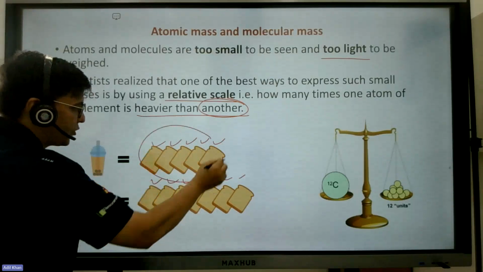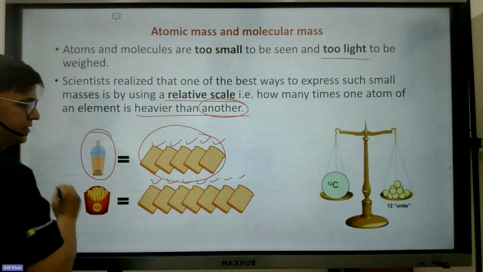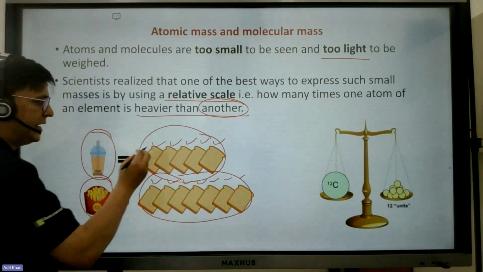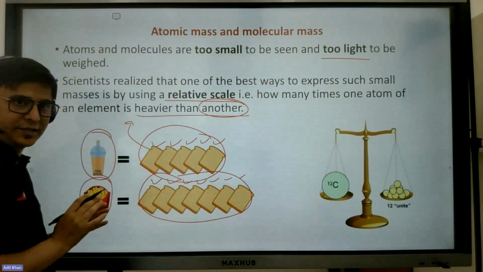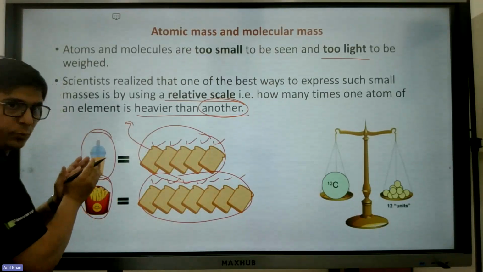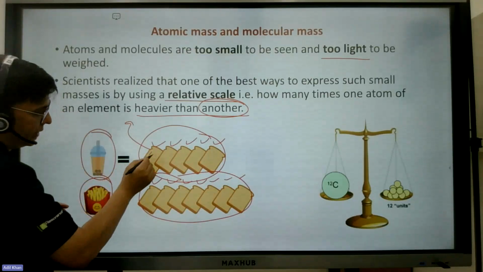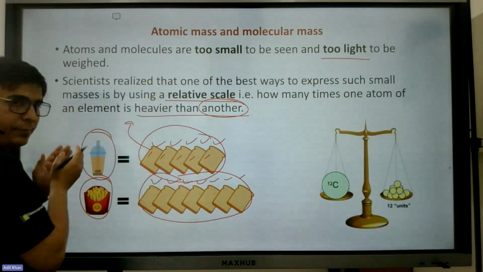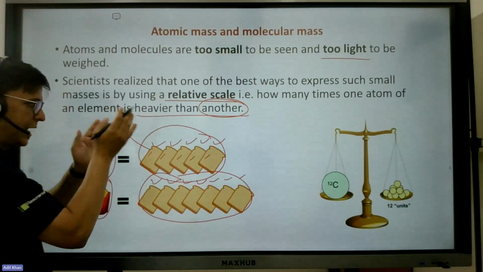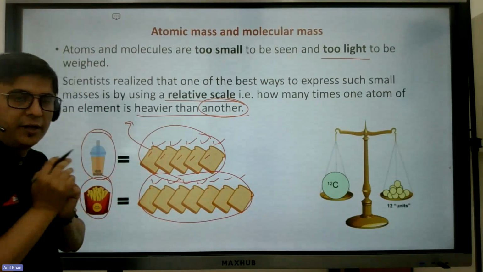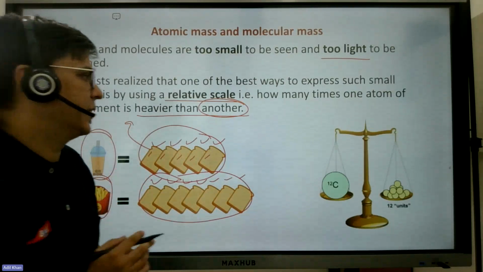I know the mass of this, I am relating with this. I know the mass of this, I am relating with this. Basically, I know the mass of one bread slice. Suppose this is 5 gram, and each slice is 1 gram. So 5 gram on the LHS, 5 gram on the RHS. That 5 is balancing this 5. Law of conservation of mass is followed. So this is known as a relative scale.